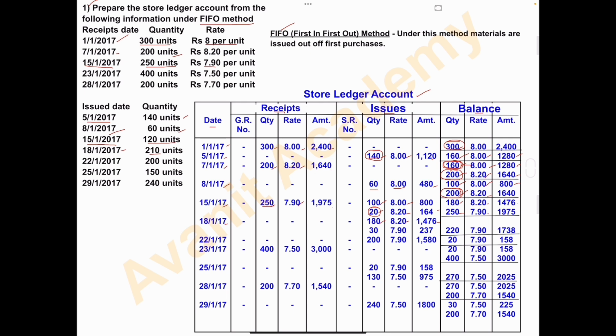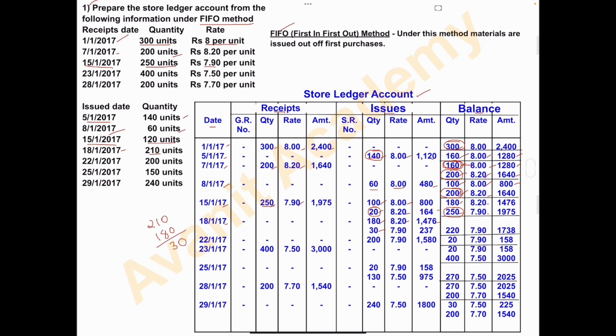1476. So total how many units do we have to issue? 210. How many have we issued now from this first batch? 180 units. Now how many are left? 30. Okay, so this remaining 30 units will be issued from 250 units. 7.90. Multiply this 30 into 7.90 and the amount is 237.